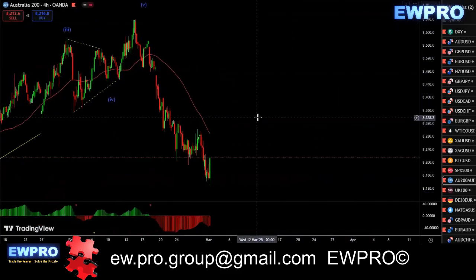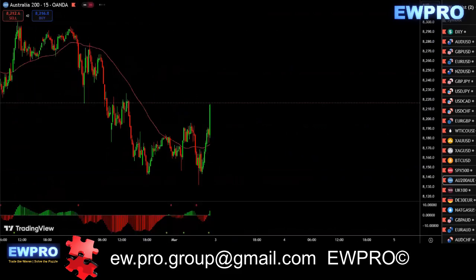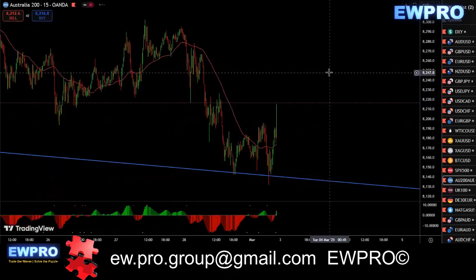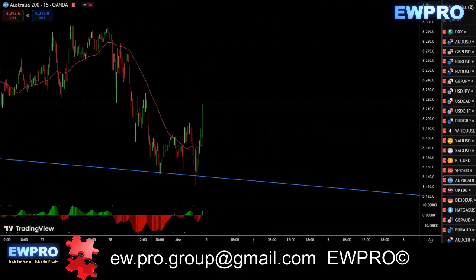Very similar to S&P 500. Looks like it's on the M15. And pretty much identical to S&P 500. We got a nice impulse from a low. If you get a bullish setup in here, you can look for a buy.